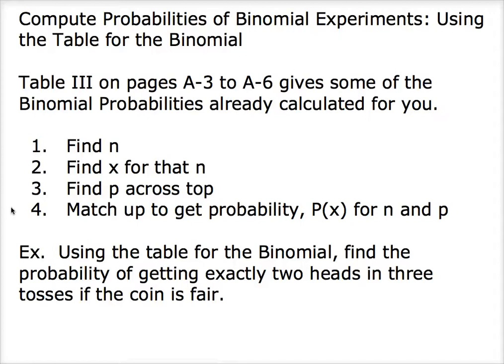Using the table for the binomial, find the probability of getting exactly 2 heads in 3 tosses if the coin is fair. So n is 3, x is 2, and we know that the probability of success is 0.5. So we will see how to use the table next.